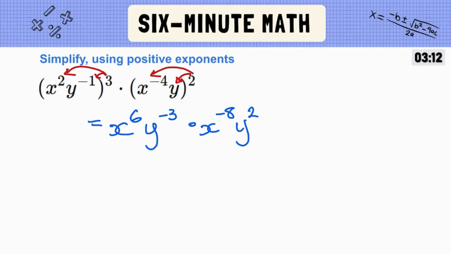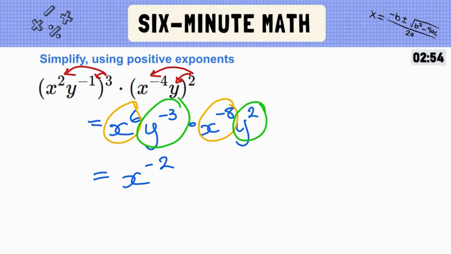I'm now using my product law because I'm multiplying all of these powers together. So we have x to the 6th and x to the negative 8. I would add those together for x to the negative 2. And y to the negative 3 and y squared. I would add those together for y to the negative 1. I have two negative powers here. That means I take the reciprocal of both and put them on the bottom for a final answer of 1 over x squared y.